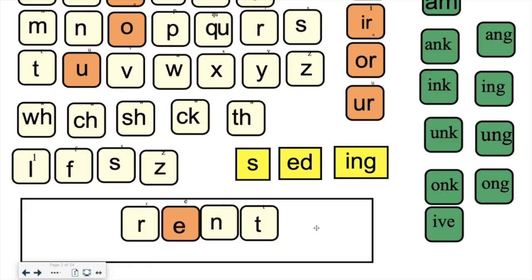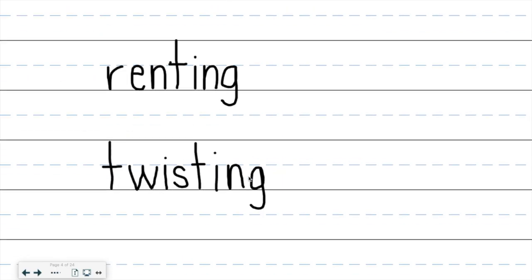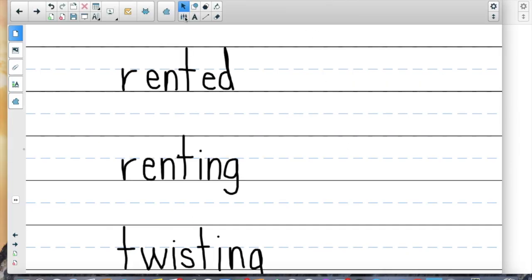So let's talk about how we can mark up this word. Here I have some words that we're going to practice marking up. So first off, here's the word rented that I already showed you. And then here's renting. And then here's another word that we'll talk about in just a moment. Let me grab one of my pens so that I can practice marking up.